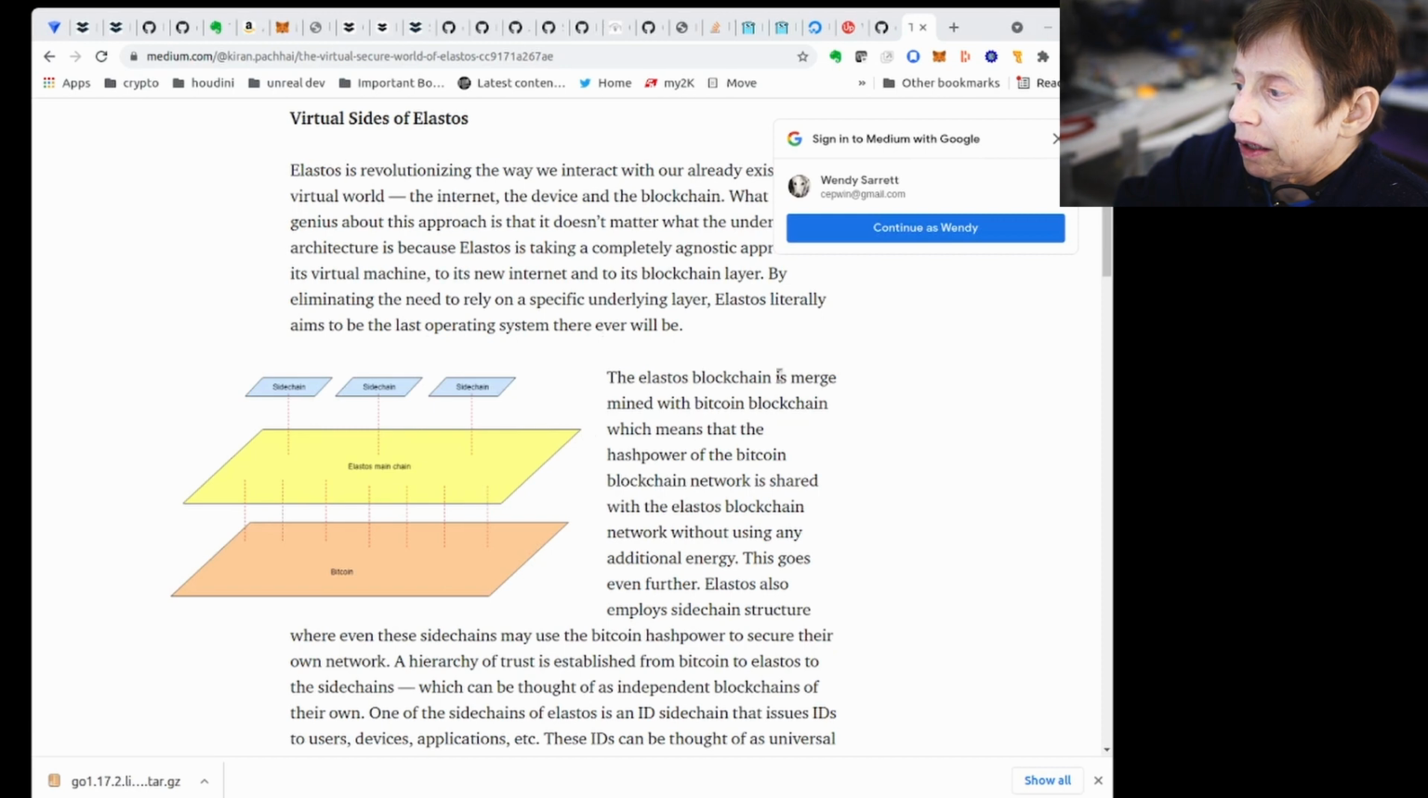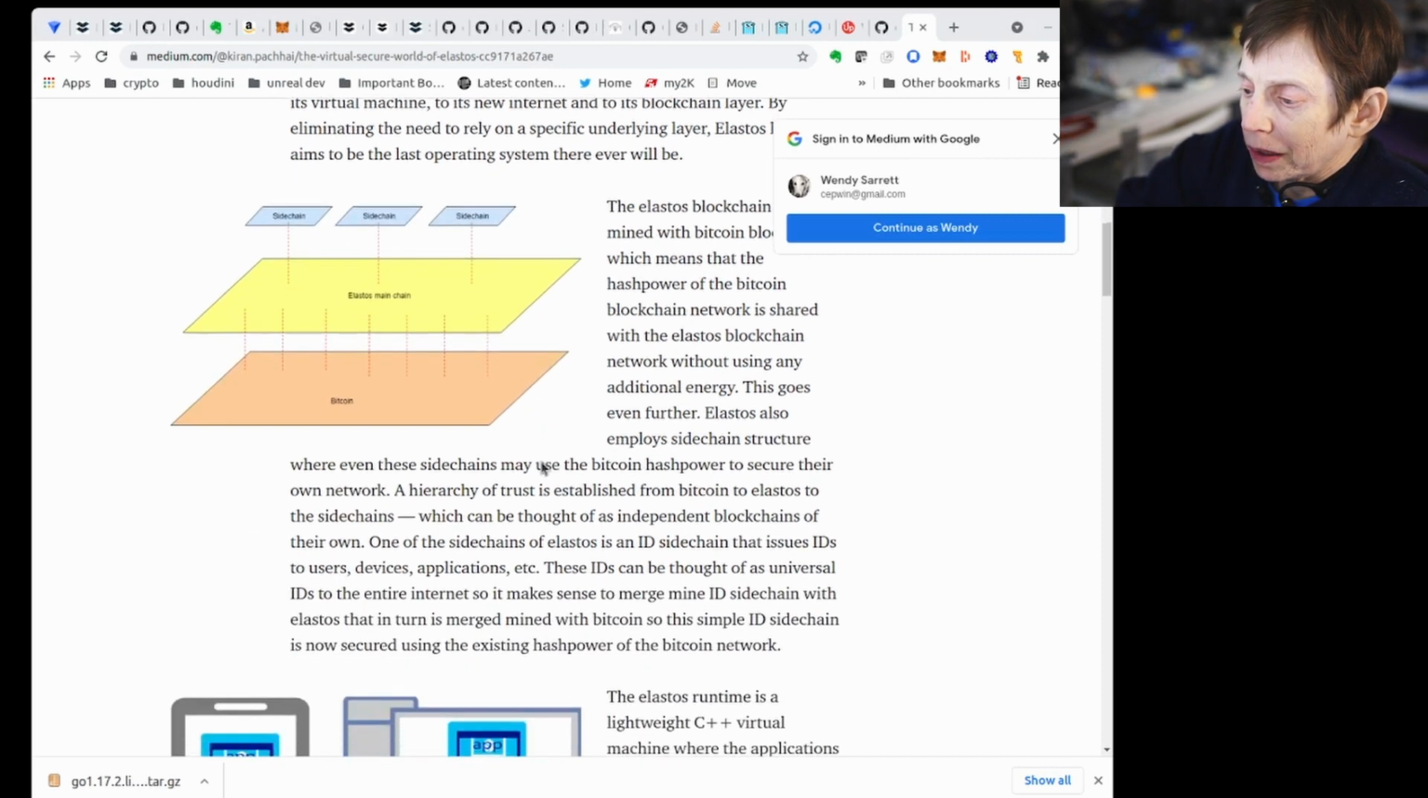The other thing is the DID, device ID sidechain. So there's one ID that secures everything. Everything has an ID, and that helps secure the system as well. They talk about as a universal ID, it's the entire internet, so it makes sense to merge mine the ID sidechain with Elastos, which in turn merge mines with Bitcoin. So the DID sidechain is now secured using the power of the Bitcoin network.